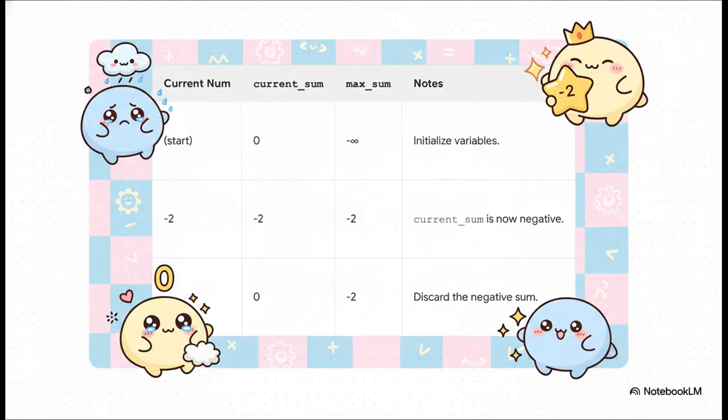Okay, let's actually see this in action. We just need two variables: current sum, which tracks the subarray we're building right now, and max sum, which is like our all-time high score.